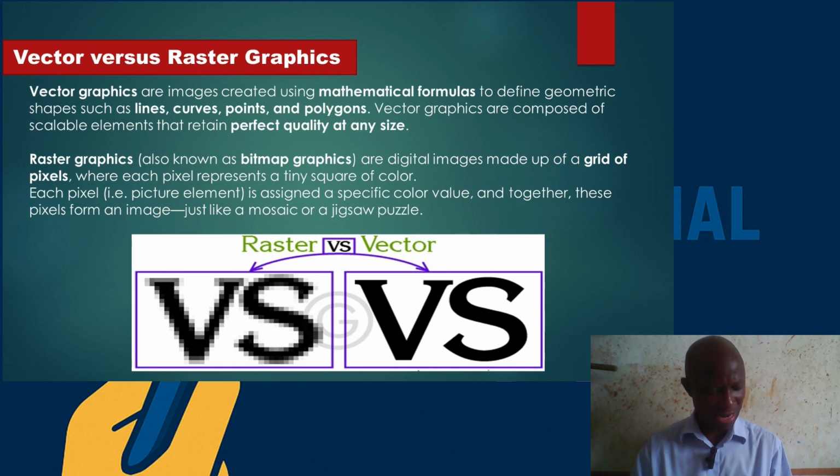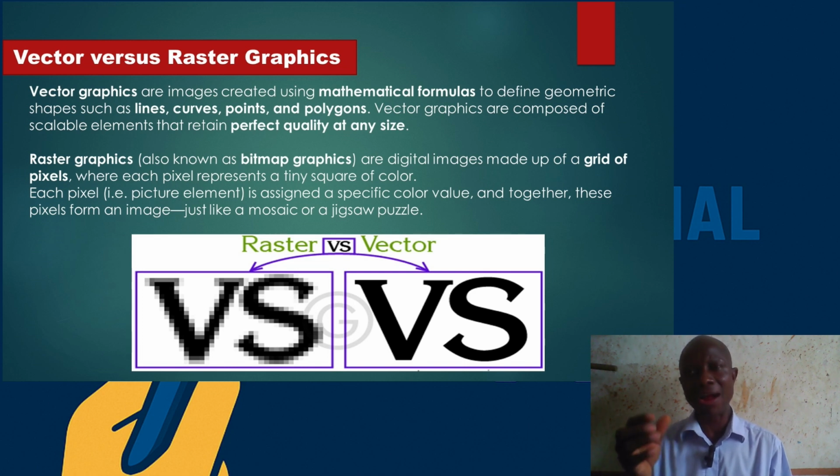Therefore, what is a vector graphic then? Vector graphics are images created using mathematical formulas to define geometric shapes. You know mathematical formulas, like area, length, breadth. They define geometric shapes such as lines, curves, points, and polygons.